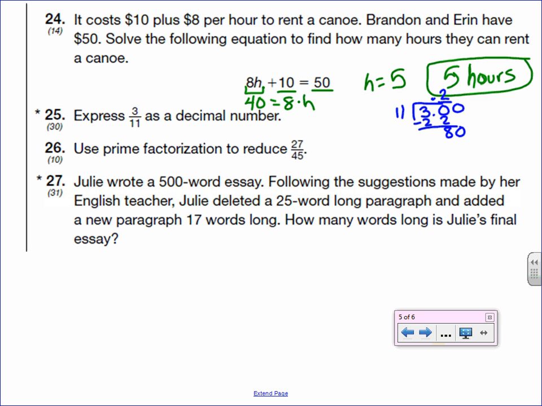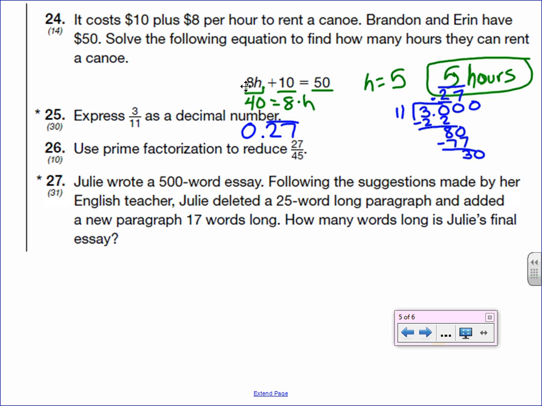I add a 0 and bring it down. 11 goes into 87 times. 7 times 11 is 77. That gives me 3. Well, I'm going to add a 0. I'm going to end up back at 30. So that shows me that this 27 is just going to keep repeating. So it's going to be 0.27 repeating.